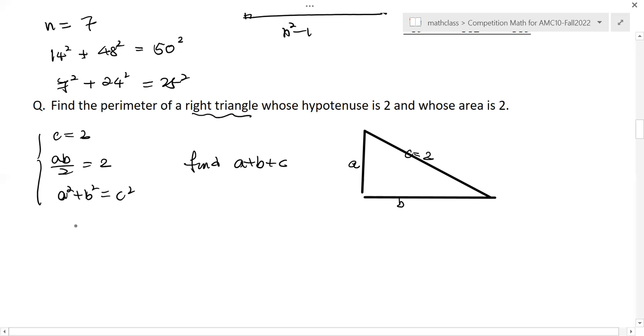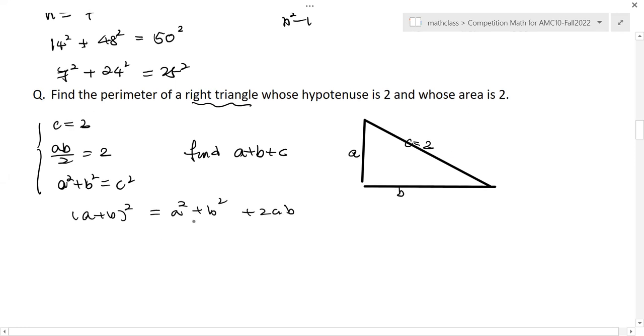The most important identity we are going to use is A plus B squared equals A squared plus B squared plus 2AB. So this is an identity, right? And A squared plus B squared is going to be C squared, right? Pythagorean theorem, plus 2AB. So what is C? C is 2, so C squared is 4. What is A times B? A times B based on the above equation is just 4, right?